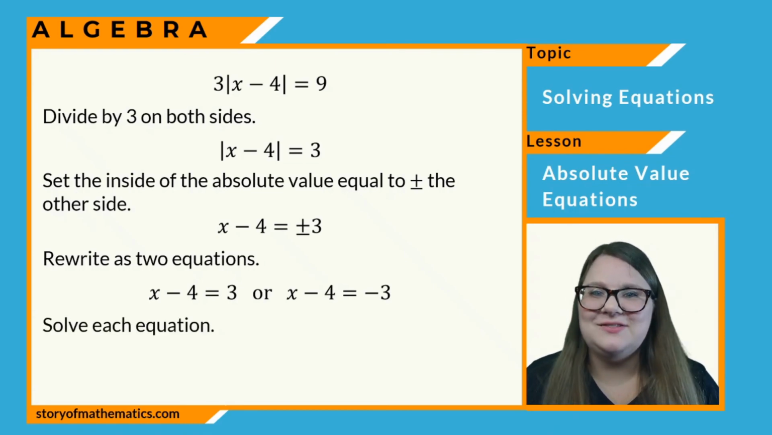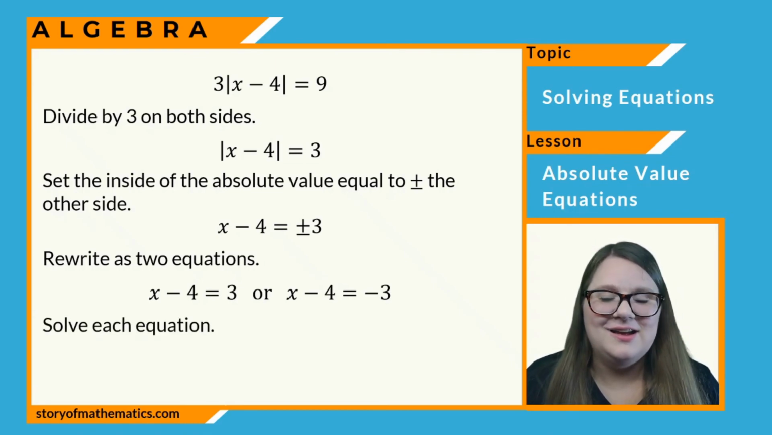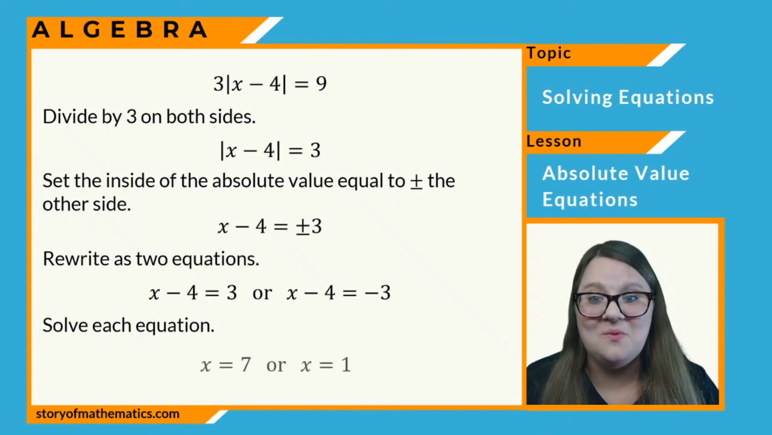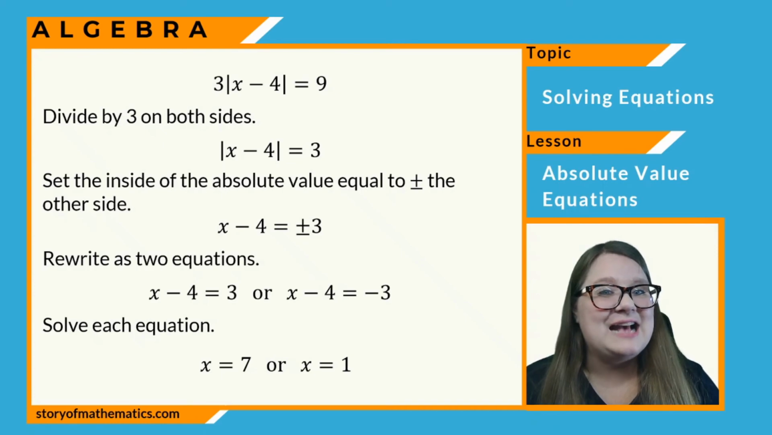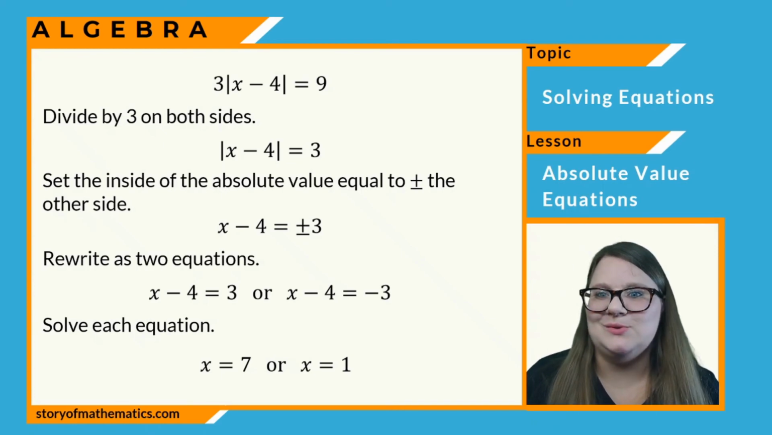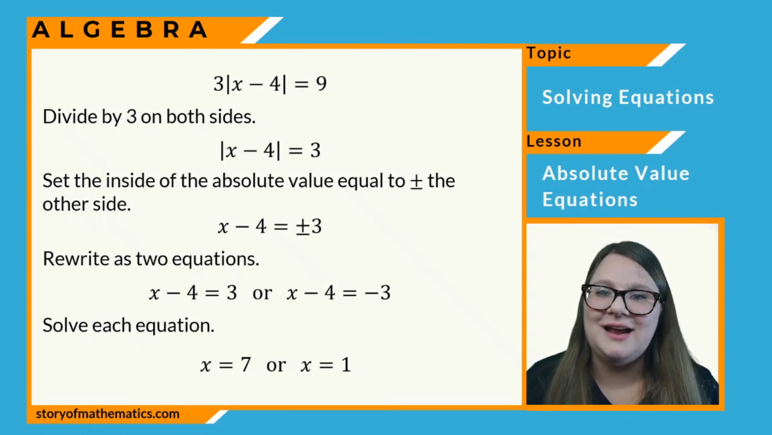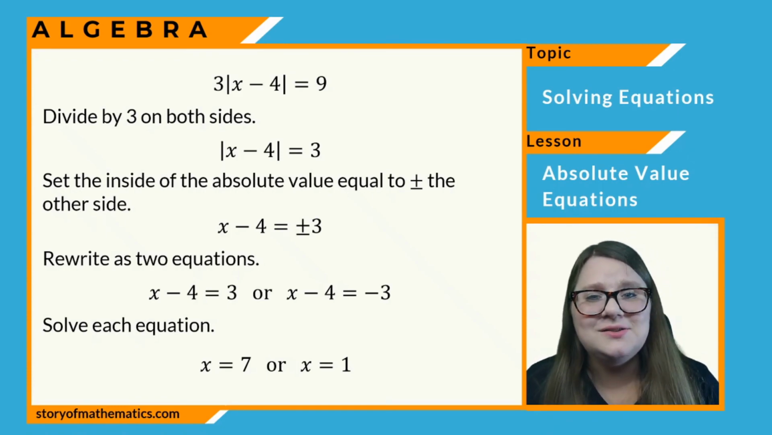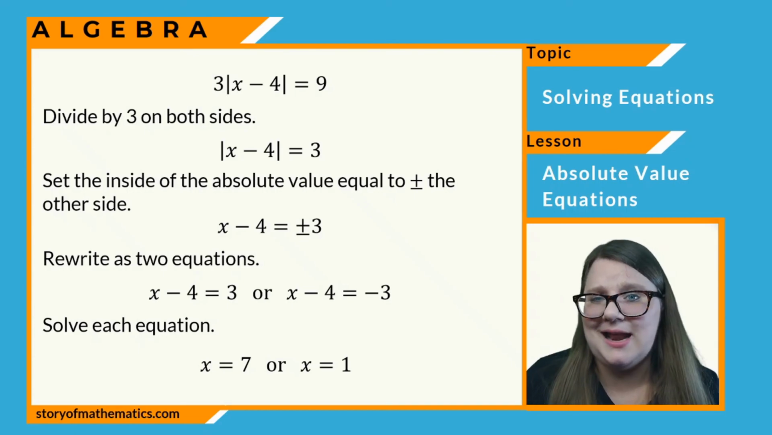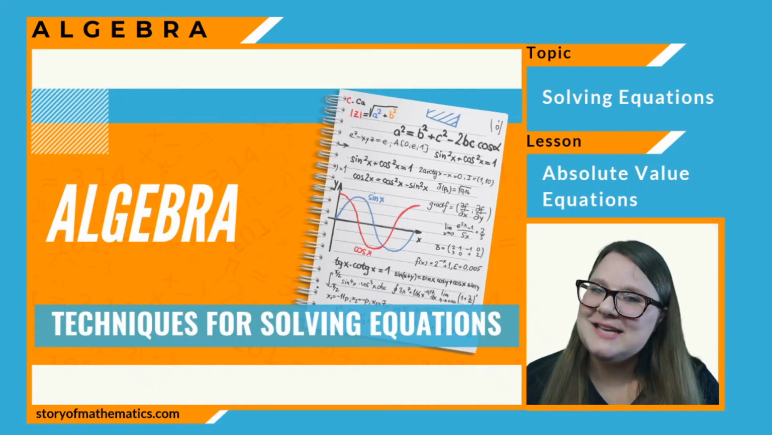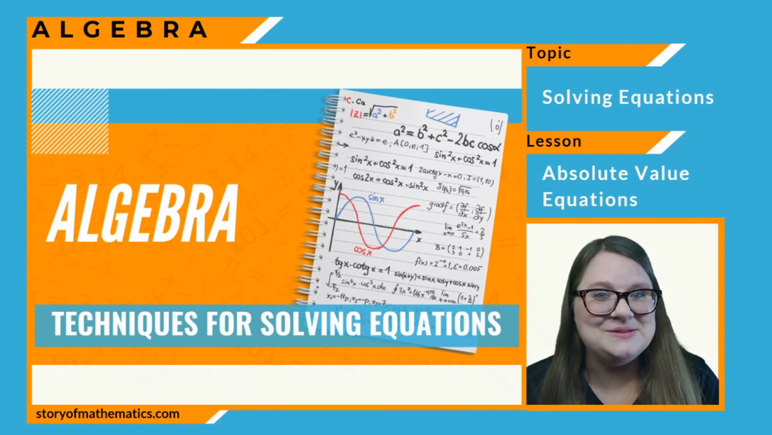I can solve each of these equations by adding 4. So 3 plus 4 is 7, and negative 3 plus 4 is 1. So my answers are x equals 7 and x equals 1. Remember, when you're done with these equations, you can always plug your answers back into the original equation to see, did it actually work? And I promise you, these ones do. And that is how you solve equations with absolute values.